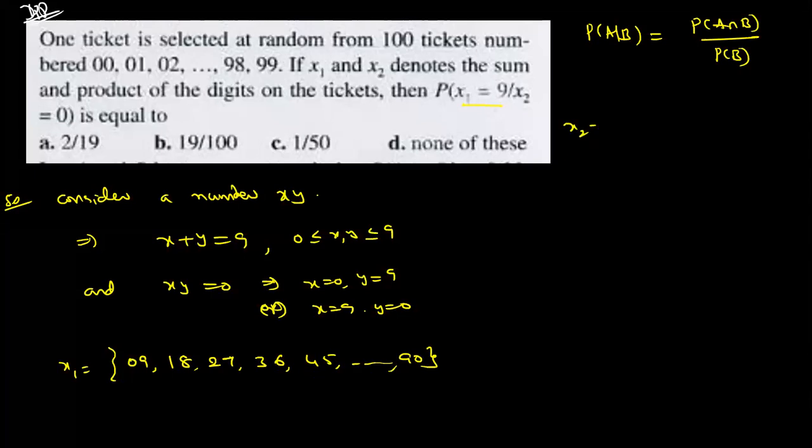Similarly, what about X2 here? Product is 0. I can take 0 0, 0 9, 90. Sir, why are you not taking 0 0 or 0 3? But the condition is that the sum of x plus y should be 9. Only 09 and 90 will satisfy. That is the meaning. X2 is equal to 0 means how many are there? I'm writing, see once again. Let's go and see.